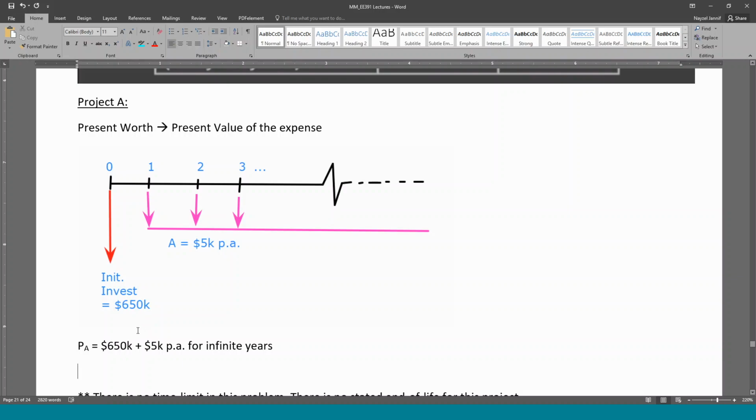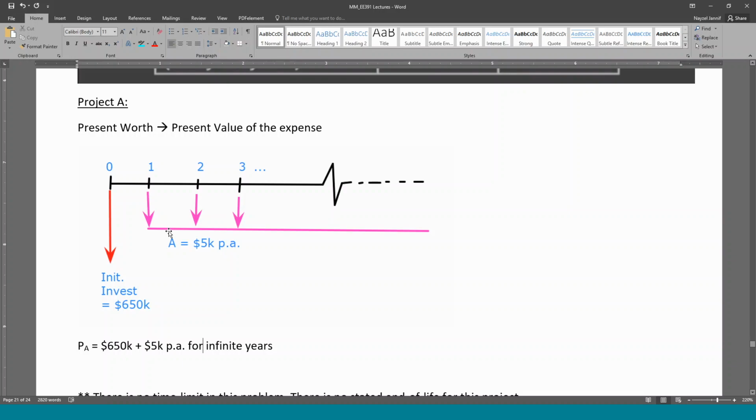So we know that the $650,000 is here. There should have been another arrow going downwards in green or something saying that that's PA, right? So we want to know the net effect, the total effect of these two. Well, we know the effect of this one. That's simple. But we don't know the effect of this. Well, we can't use P given A. Why can't we use P given A?